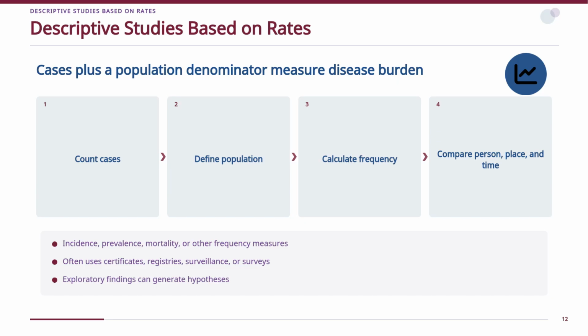Third, they use this information to calculate disease frequency, such as incidence, prevalence, or mortality. Finally, they can compare disease frequency by person, place, and time. The findings are usually exploratory and can help generate hypotheses for future analytic studies.